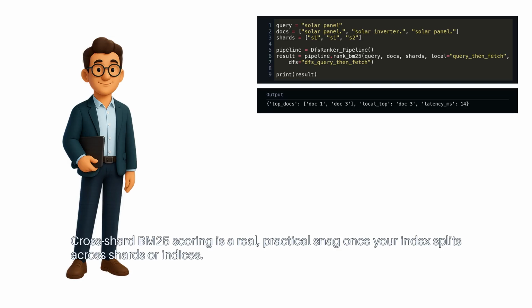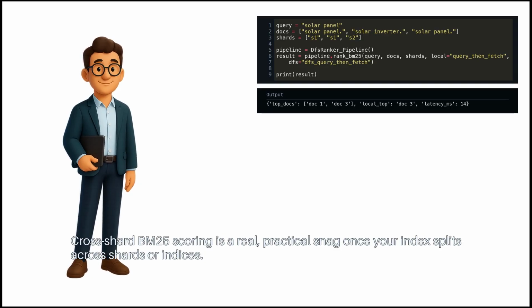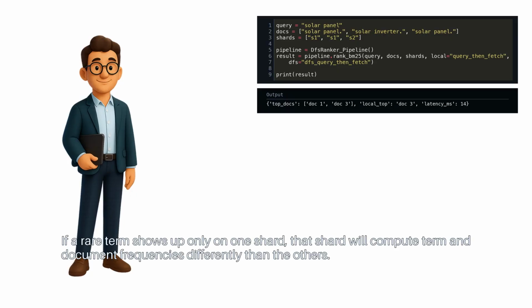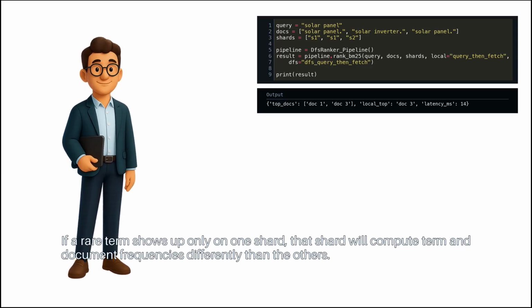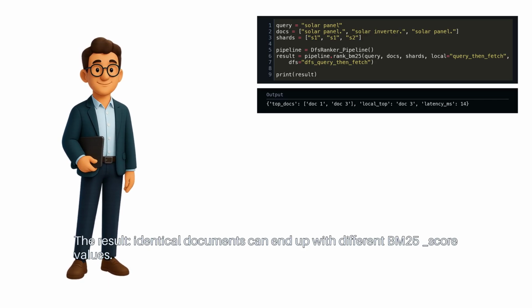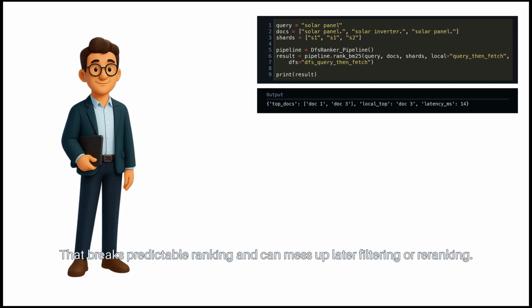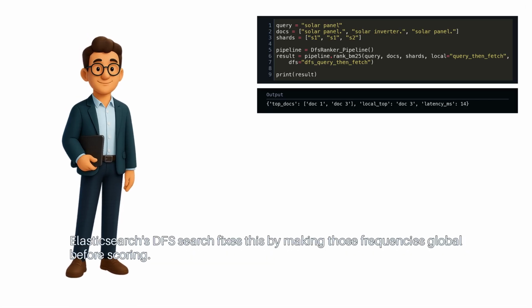Cross-shard BM25 scoring is a real, practical issue once your index splits across shards or indices. If a rare term shows up only on one shard, that shard will compute term and document frequencies differently than the others. The result: identical documents can end up with different BM25 score values. That breaks predictable ranking and can mess up later filtering or re-ranking.